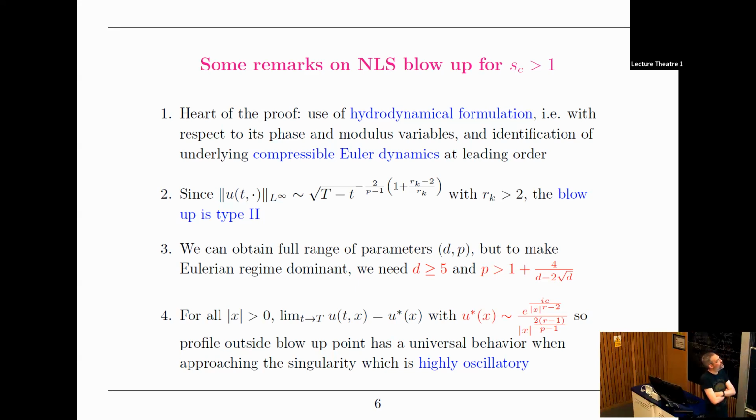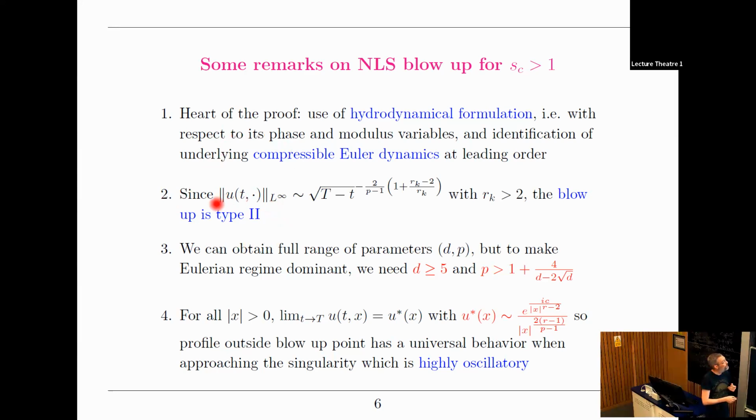In other words, you want to rewrite your solution, which is a complex valued solution, in modulus and phase variables, and then it's known since a while that there is a connection to compressible Euler. At least most of the terms look like compressible Euler. And then there are extra terms that you will have to deal with. But the point is that it's really compressible Euler that drives the dynamics.